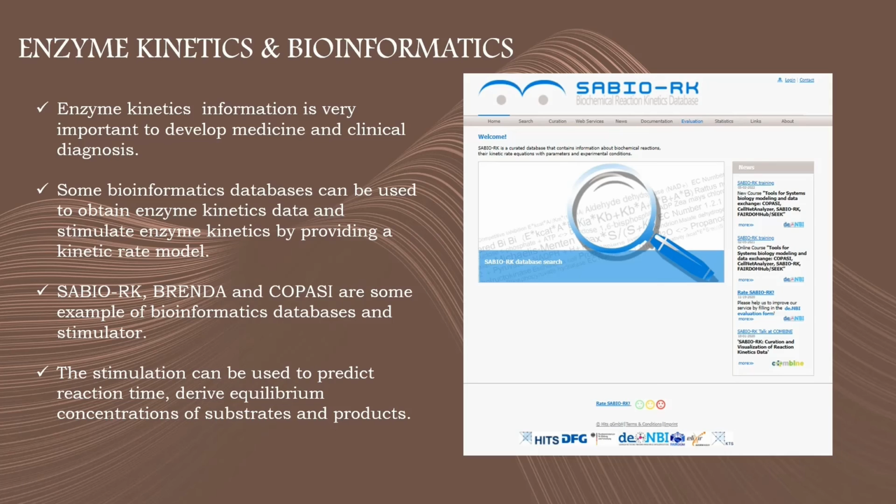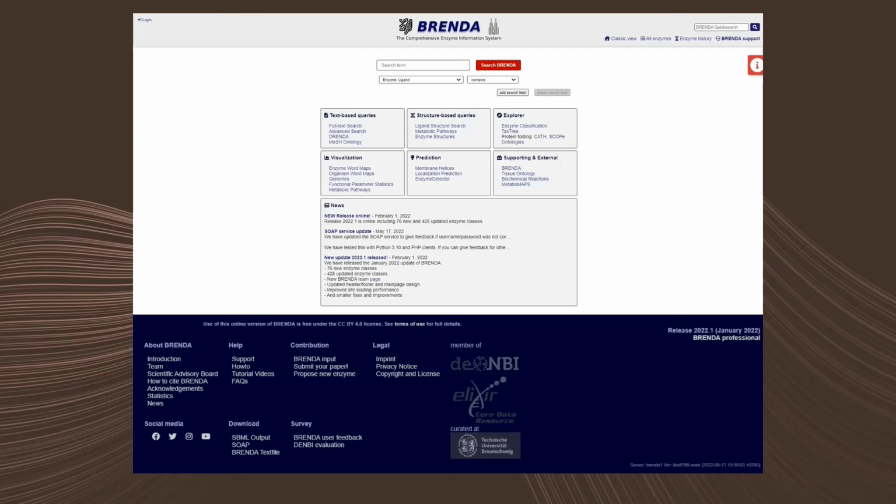Some bioinformatic databases can be used to obtain enzyme kinetics data and simulate enzyme kinetics by providing a kinetic rate model. For example, WRK, as seen in the picture here, and Brenda are bioinformatic databases. Copasi, on the other hand, is an enzyme simulator. The simulation by Copasi can be used to predict reaction time, derive equivalent concentrations of substrate and product, and many other data. Here is a picture of the Brenda homepage.